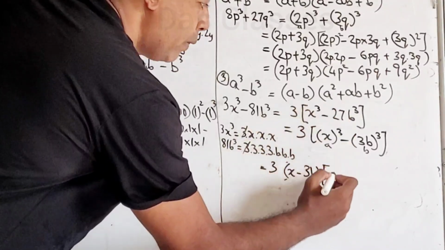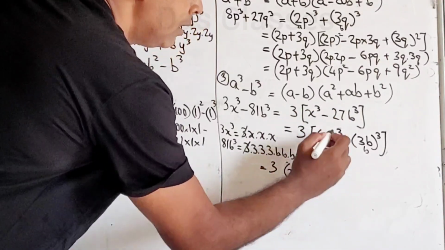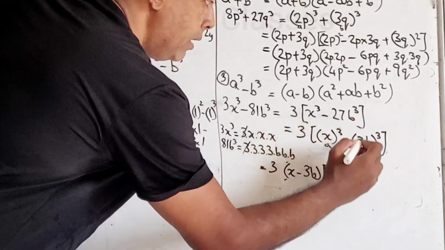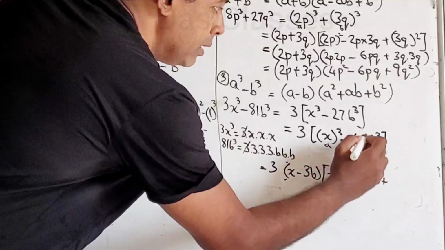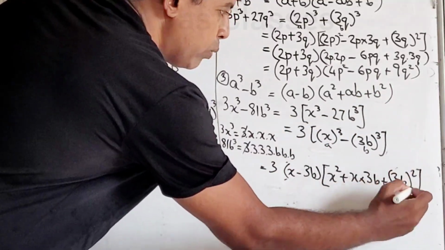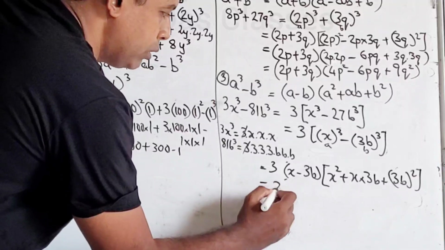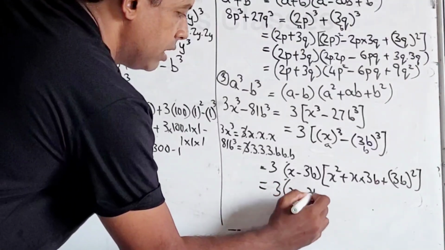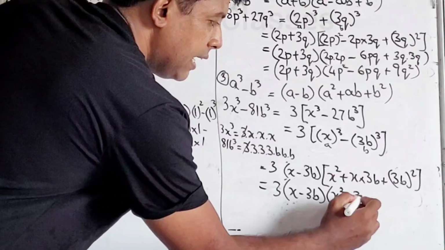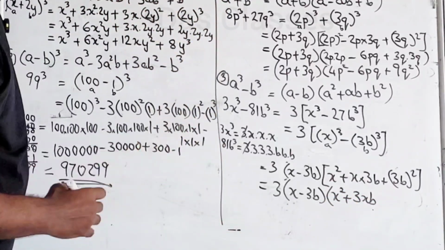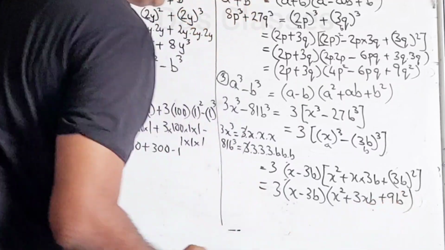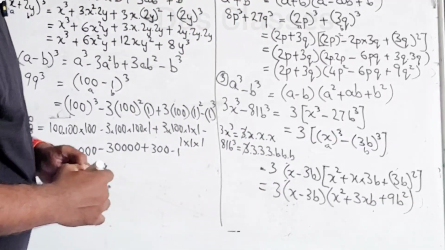and a square is going to be x square, plus a into b, which is x into 3b, plus b square, the square of 3b. So that's going to be equal to 3 into (x minus 3b) into (x square plus 3xb, you can write it as bx also, plus 3b into 3b, which is 9b square). So this is going to be the answer.